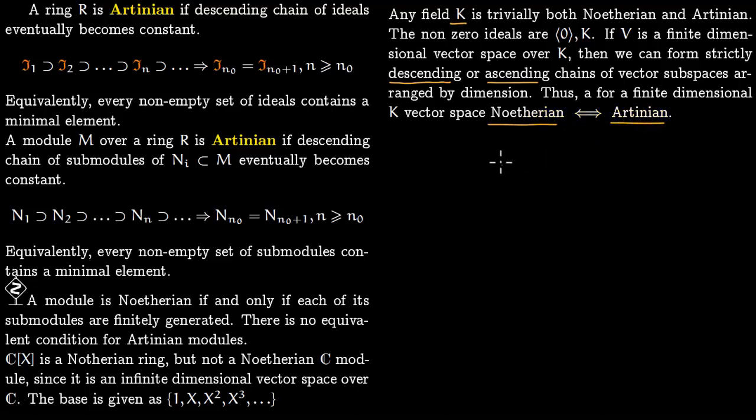Because you take any chain, say C1 contained within C2 contained within C3, this will stabilize at the top by maximal dimension, and it stabilizes at the bottom by the minimal dimension. So the chain is always finite, and therefore it is both Noetherian and Artinian.